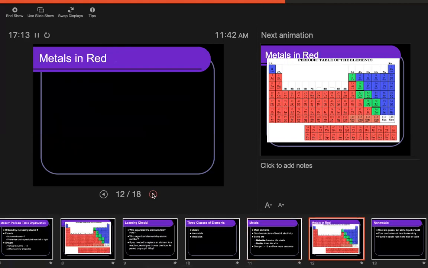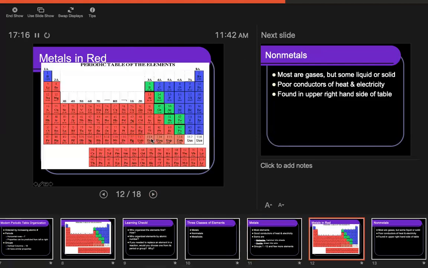Okay. This is just a diagram here for us. All the metals are in red. You can see here that hydrogen isn't one, but all of group 1, 2, and then all of groups 3 through 12. And then there's a handful of elements over here in 13, 14, and 15, plus all these ones at the bottom. So most of the elements on the periodic table are metals.